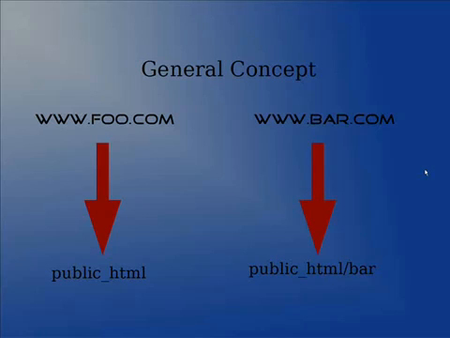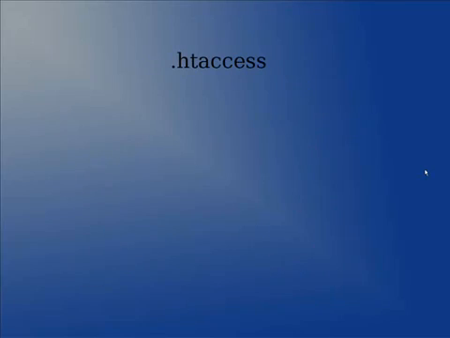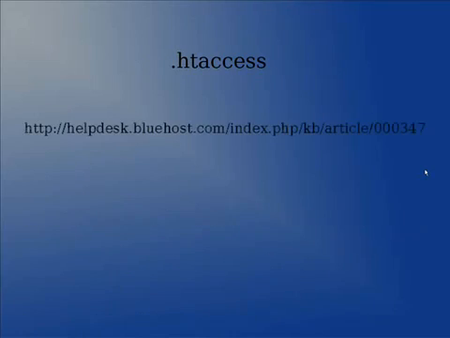So bar is a subfolder of public_html, and we need to tell the web server that every time a request for something from bar.com comes in, don't look in public_html. Instead, look in the subfolder named bar. To do this, create or edit a file named .htaccess. Yes, it has a period at the beginning.